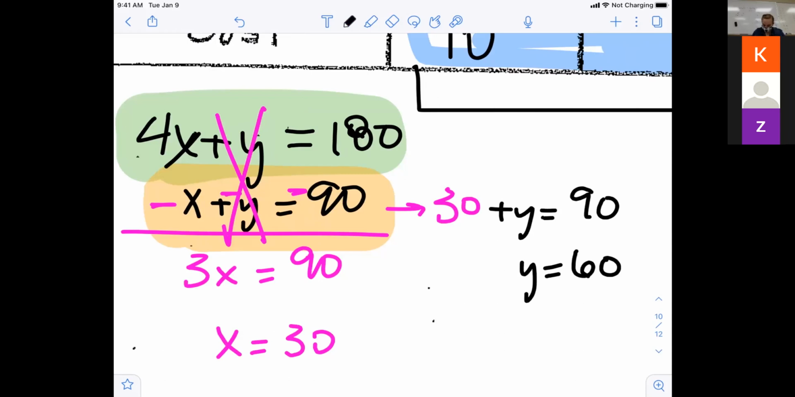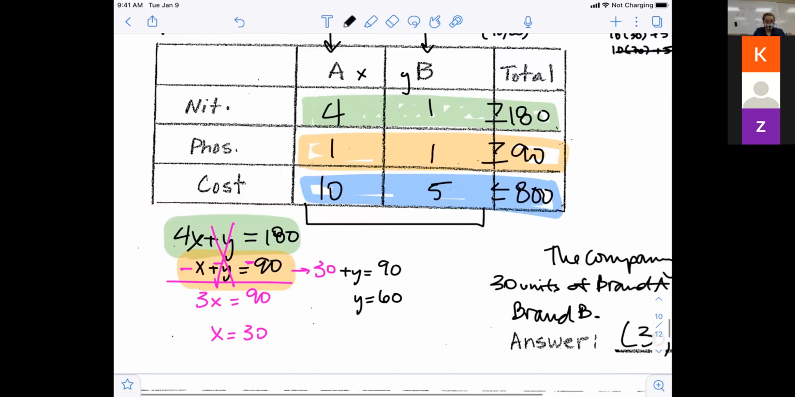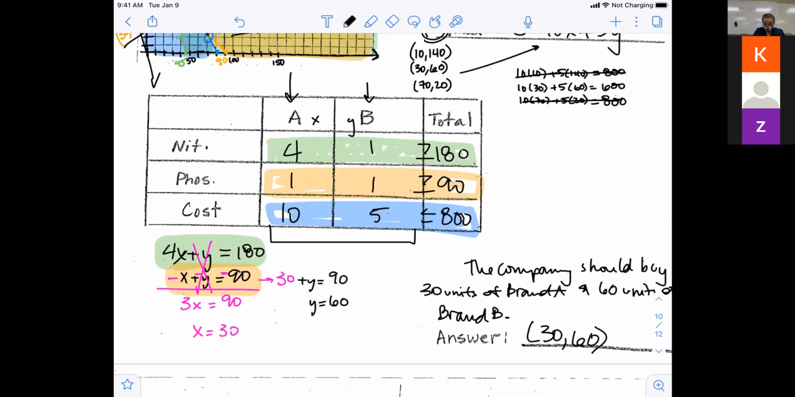And that's the point we had a minute ago, right? We had the point 30, 60. If we didn't have them line up nicely, we would have had to do that to also find 10, 140, and 70, 20. But we were careful with our graph, and so we don't. But if we do, you may have to substitute in the future. All right, that's all we're going to do here.